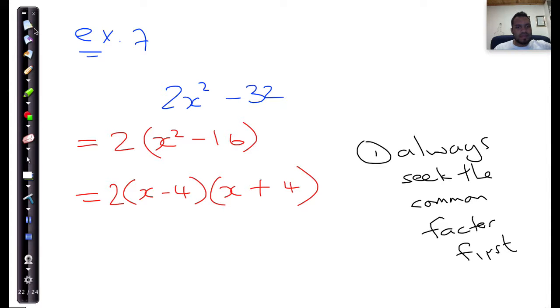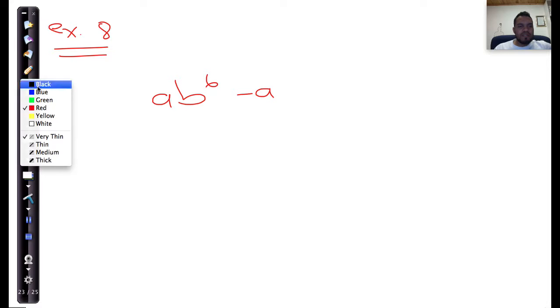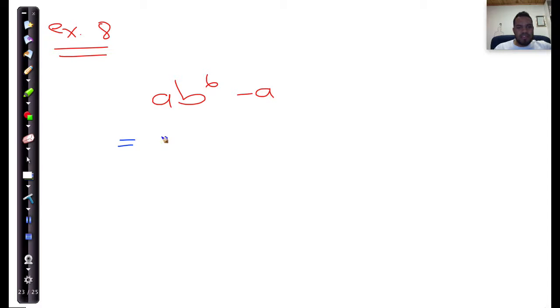Right, example number 8. Let's make it a b to the power of 6 minus a. Well, always seek the common factor first. And what's common over here is a. A times b to the 6 gives me ab to the 6. And a times negative 1 will give me negative a. And so that first part is factorized.